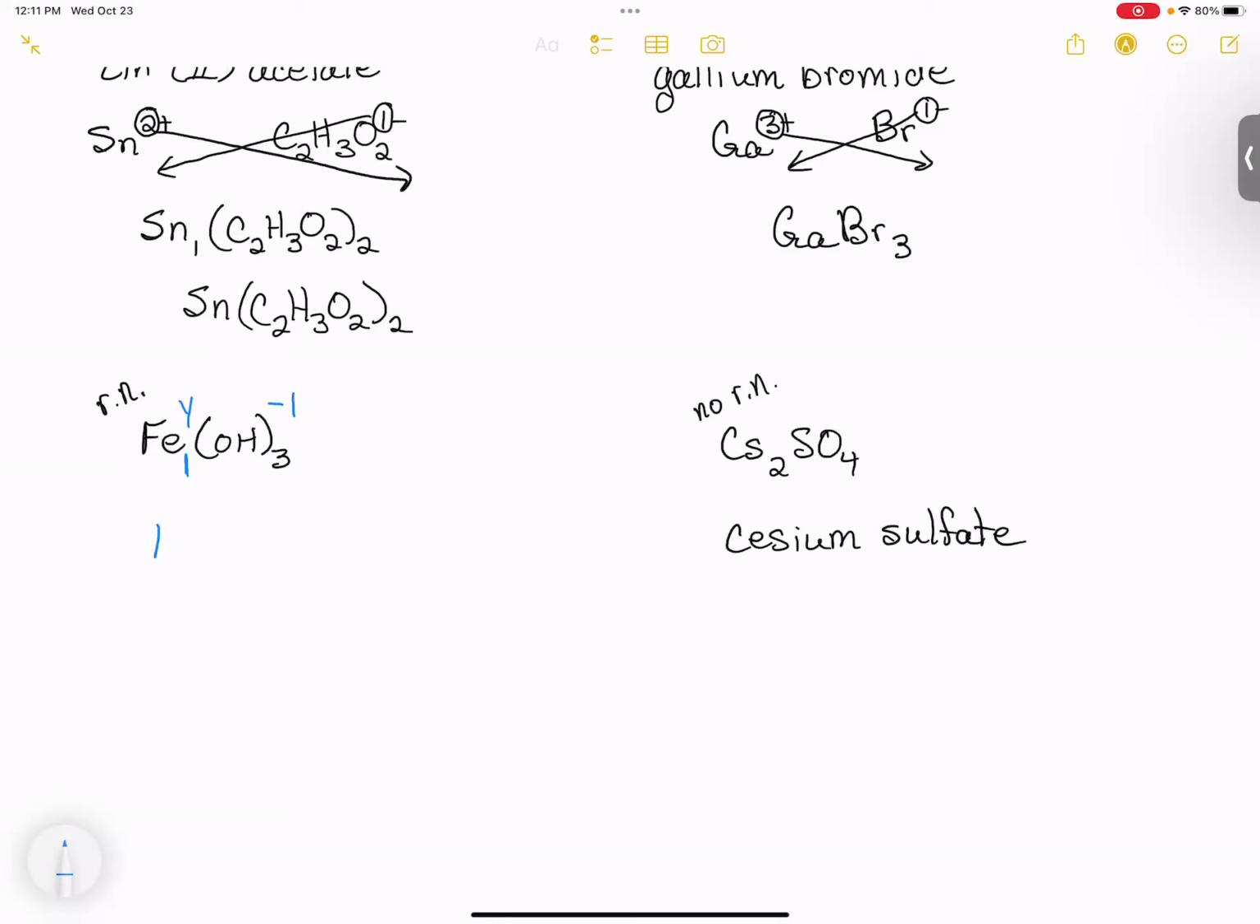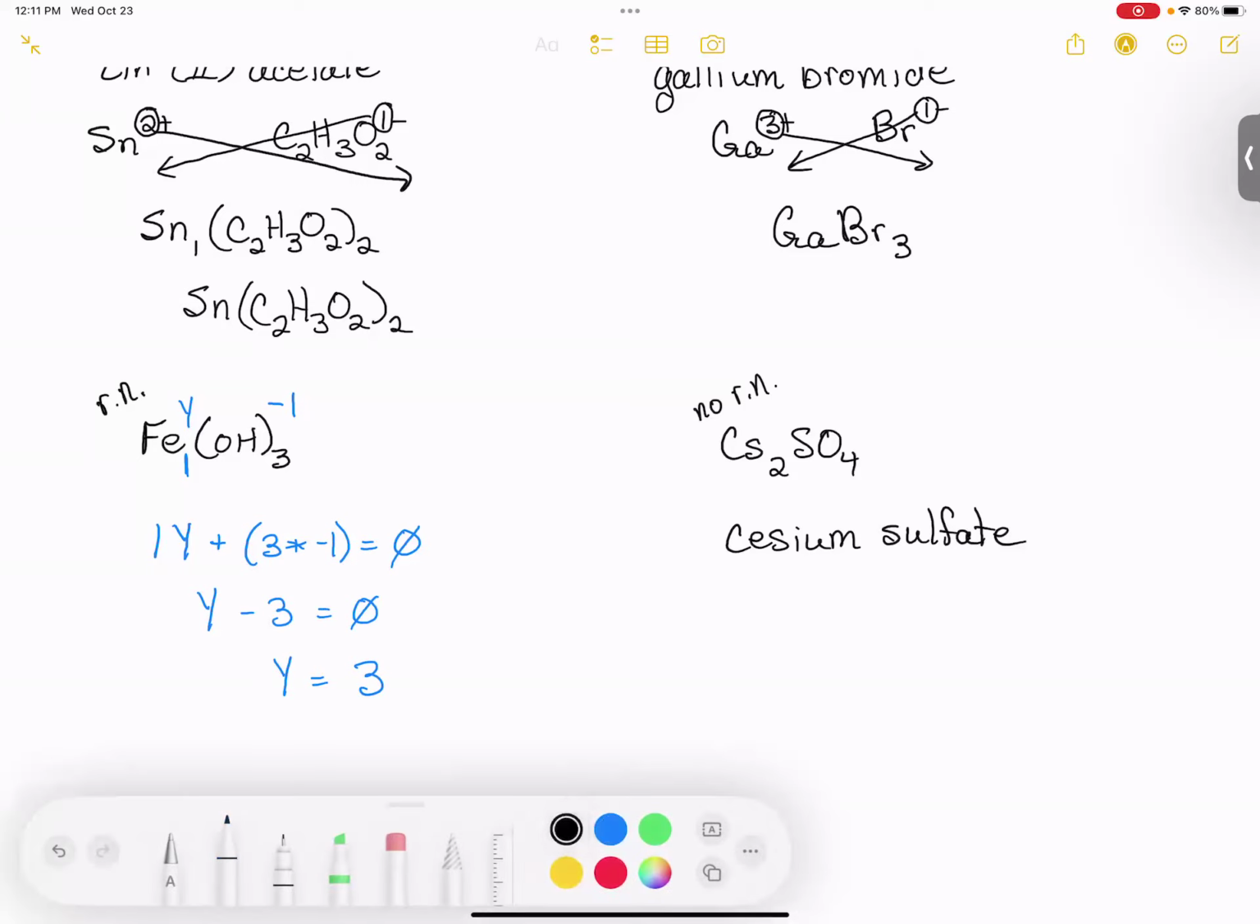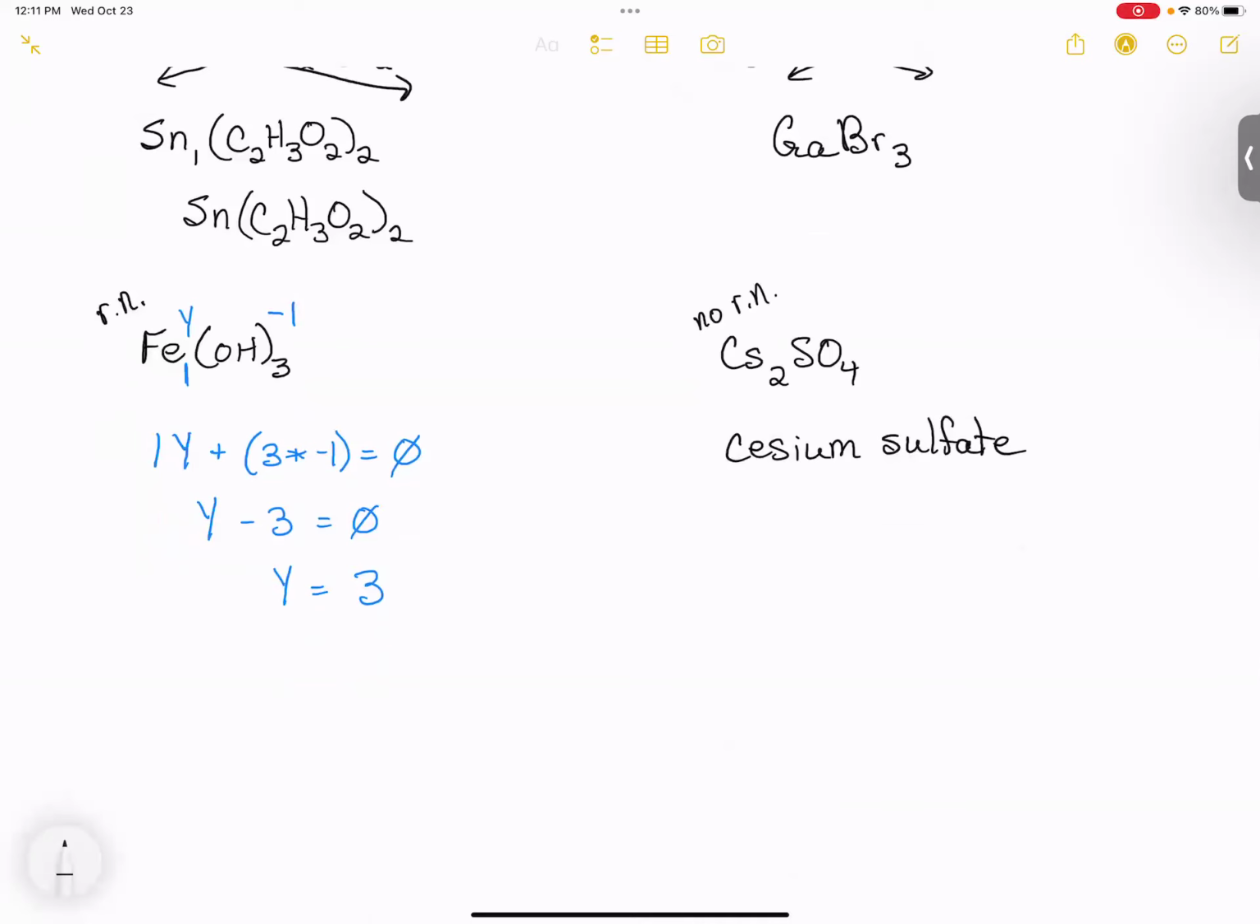So we have 1 iron times Y plus we have 3 hydroxides times a -1, and that all has to equal 0. Y minus 3 equals 0. So y equals 3. Once you know what the Roman numerals should be, you are then to write it. So it's iron 3, and then the anion is hydroxide.